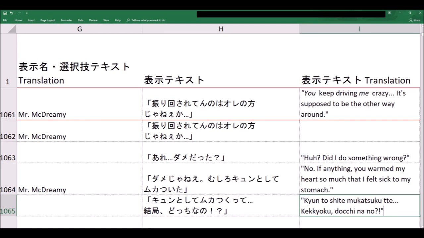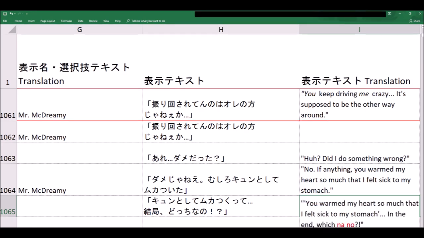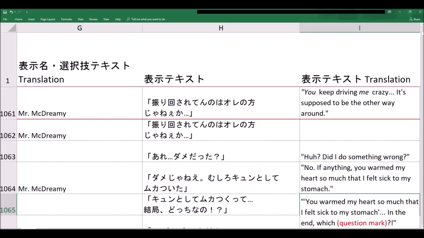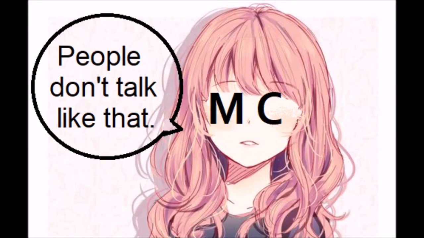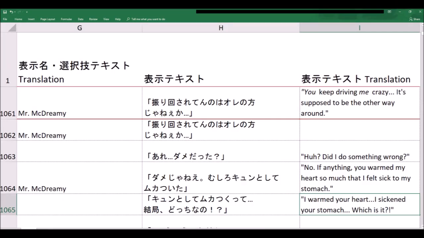Next step, kekkyoku means in the end, and docchi means which. Ending a sentence with nano is either a feminine way of being emphatic or asking a question. Thankfully, there's a question mark and an exclamation point, so we know that in this case, she's doing both things. So a translation of the whole sentence would be, you warmed my heart so much that I felt sick to my stomach. In the end, which is it? Which is overly wordy and people don't talk like that, so I warmed your heart, I sickened your stomach, which is it? Which actually works just fine.